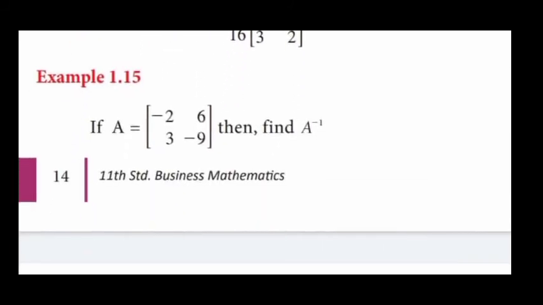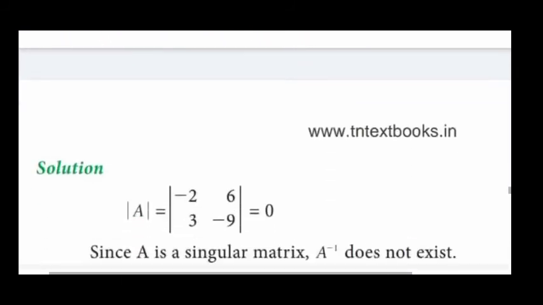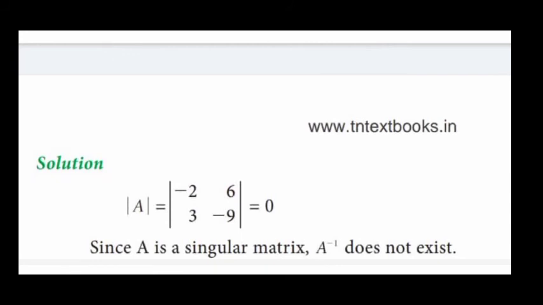Example 1.15. Here also they are asking for A inverse. So the first step is to find the determinant of A. Here it is 0. 0 means it is a singular matrix. So write A inverse does not exist.